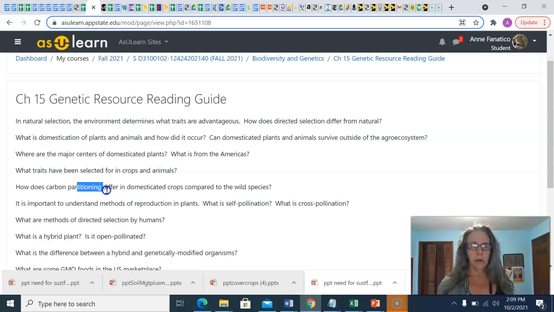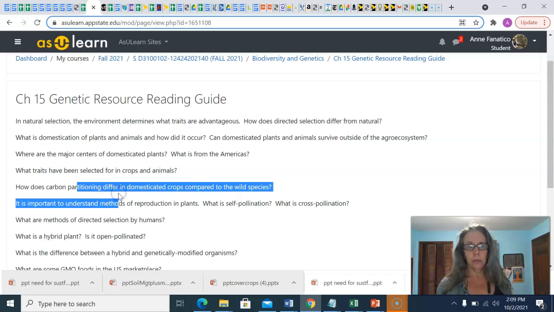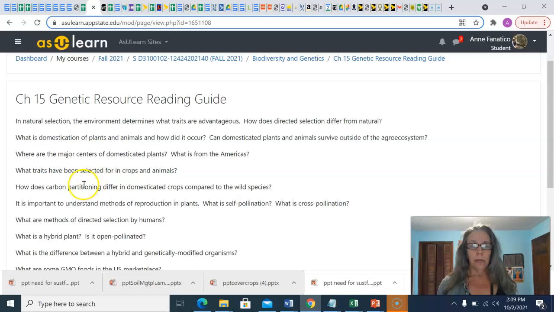Understand that the carbon partitioning differs in domesticated crops compared to the wild species, because so much of the carbon has been selected to go to the harvestable biomass instead of the root. And so this is one of the reasons that domestic plants are dependent on us.